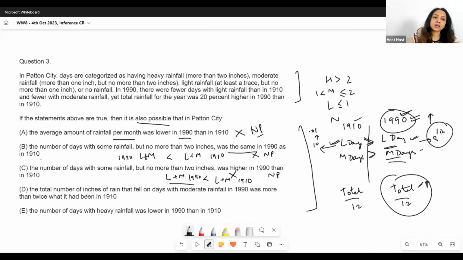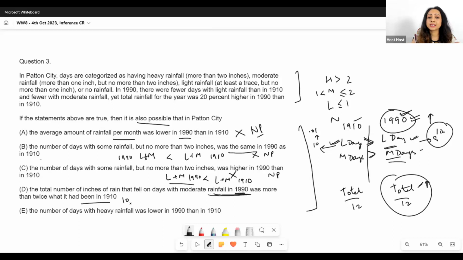Okay, D. The total number of inches of rainfall that fell on days with moderate rainfall in 1990 was more than twice what it had been in 1910. Okay, now this may seem a little confusing, but think about it. I'm talking about the total number of inches of rain, right? I know that the M days were fewer in 1990, but of course, I also know that M covers a range. It is from 1 to 2. Now, is it possible that the total amount of rain, because number of inches means the total amount of rain, in 1990 was more than twice of what it had been in 1910?